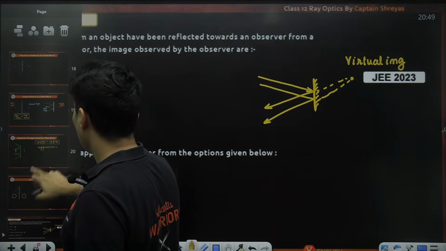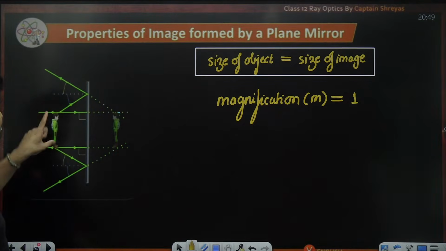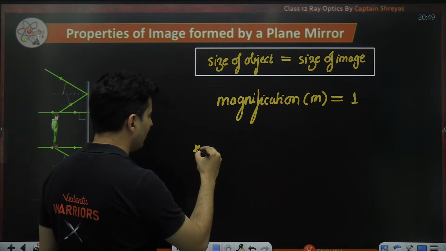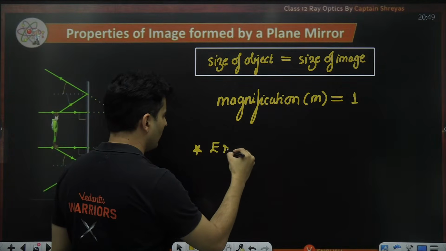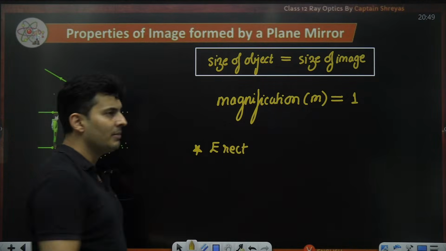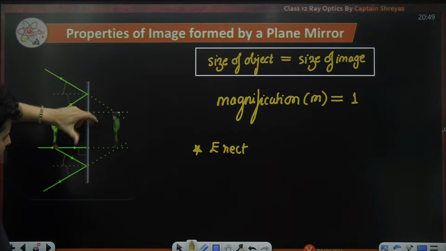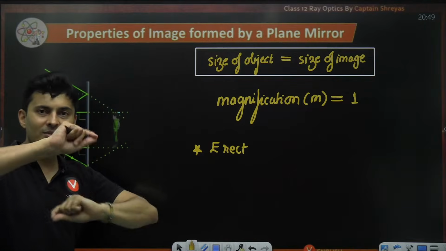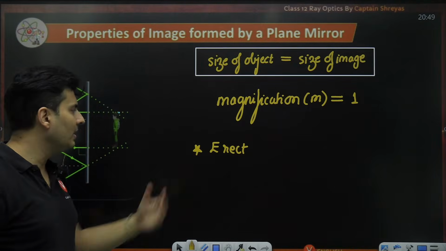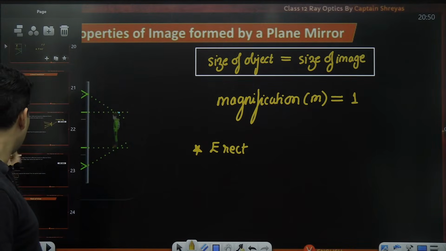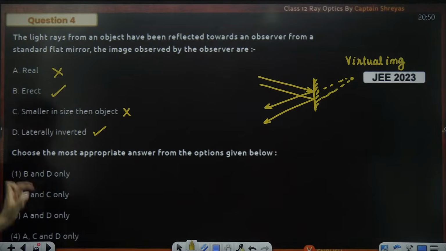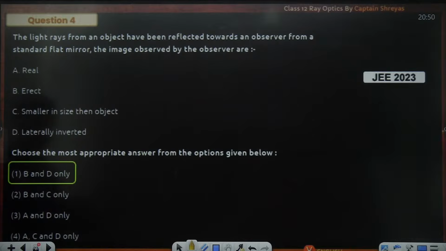If the person is standing like this, the image is also erect. This is a very important thing, that the image is always going to be erect. Inverted means you are standing like this and the image is upside down, or if you are upside down, the image is straight. But it is not being inverted, it is always going to be erect. So I think it should be B and D. B and D is there in option 1, so option 1 is the right answer.